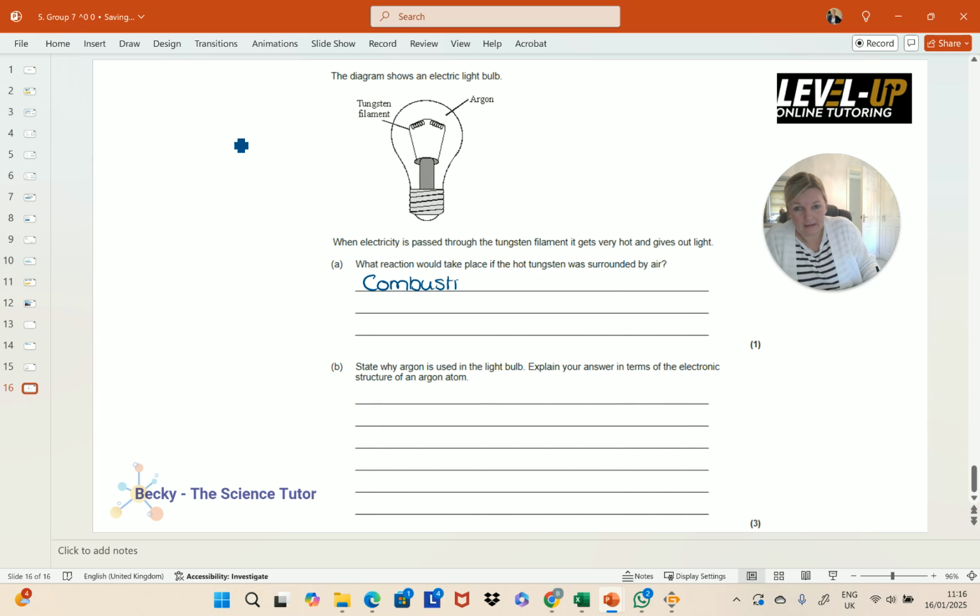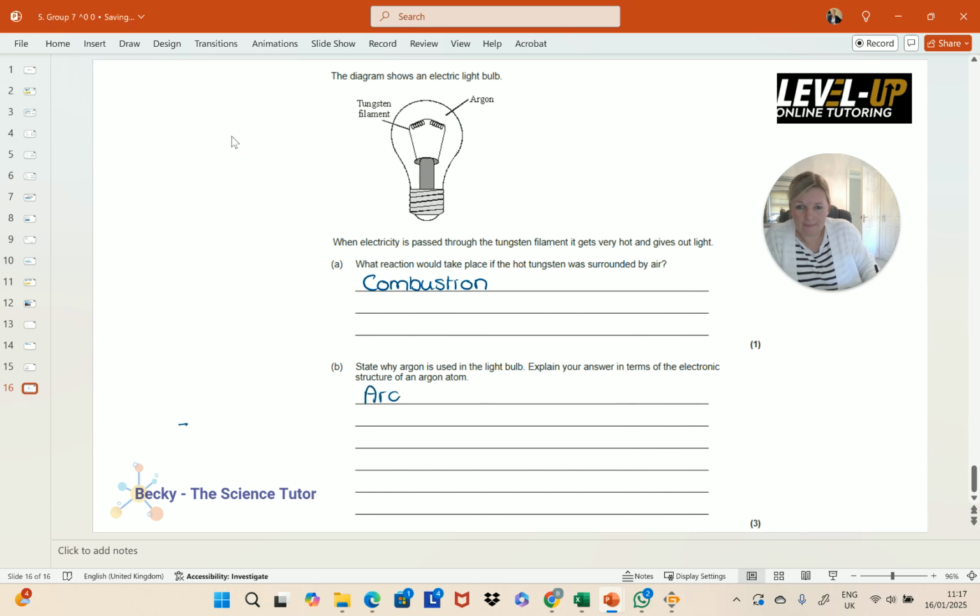Because we've got the fuel, which would be the wire, we've got the heat as it's heating up, and we need a plentiful oxygen supply for combustion to occur, and we've got plenty of oxygen if it was filled with air. So something along the lines of it would oxidize, it would burn, it would combust, it would make an oxide, however you want to word that answer. And then the final question says state why argon is used in a light bulb and explain your answer in terms of the electron structure. So why do we use it? It is used because it is unreactive.